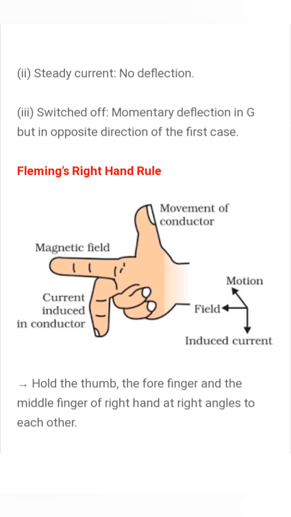So the three are at 90 degrees to each other. Thumb represents the movement of the conductor, that is the motion of the conductor. Forefinger represents the magnetic field and the middle finger represents the induced current.